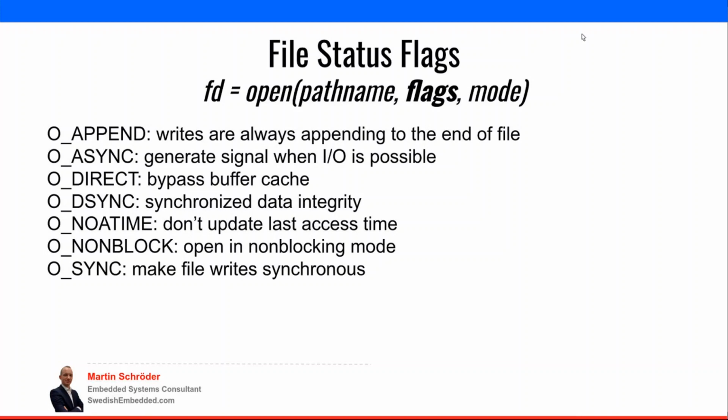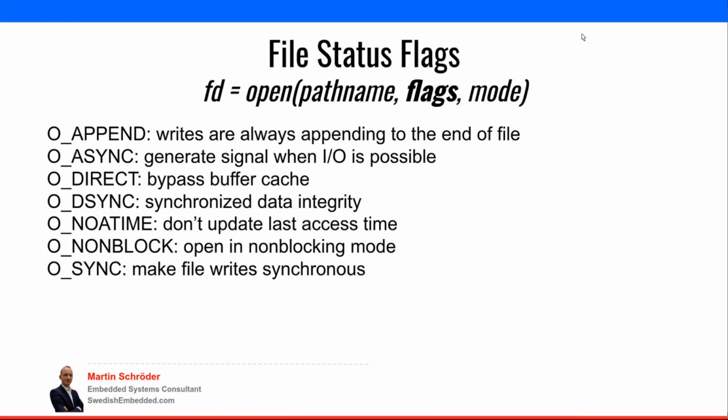O_NOATIME means that we don't want to update the access time of the file. And this is useful if you're doing a lot of backups and you need to access a lot of files and do so quickly. When you set this option, you're basically avoiding the extra write operations which are used to update the time. So your copy operation happens a lot quicker when you do that.